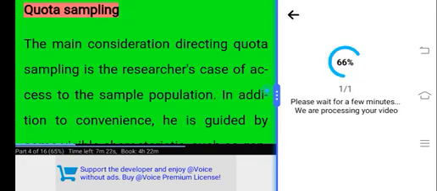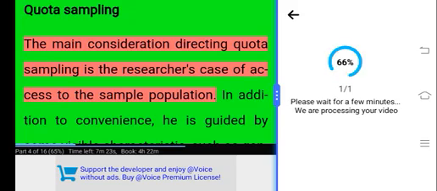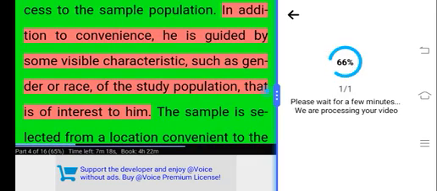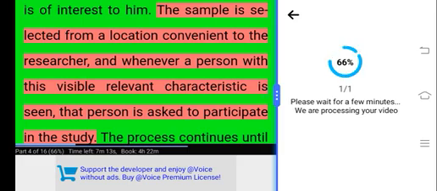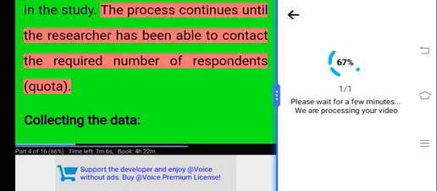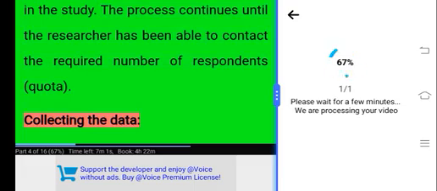Quota sampling. The main consideration directing quota sampling is the researcher's ease of access to the sample population. In addition to convenience, he is guided by some visible characteristic, such as gender or race, of the study population that is of interest to him. The sample is selected from a location convenient to the researcher, and whenever a person with this visible relevant characteristic is seen, that person is asked to participate in the study. The process continues until the researcher has been able to contact the required number of respondents.